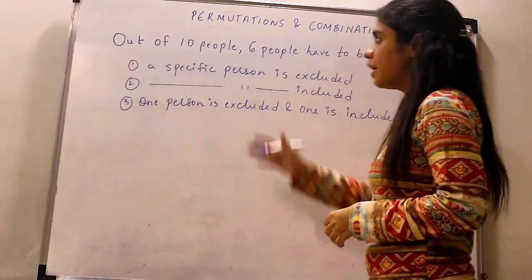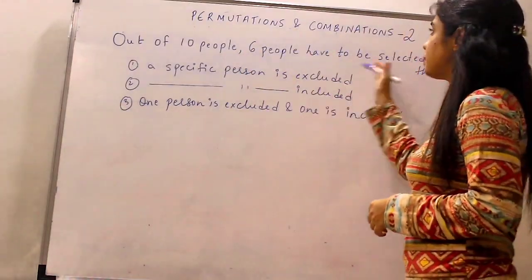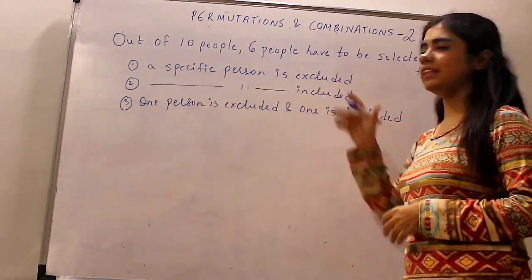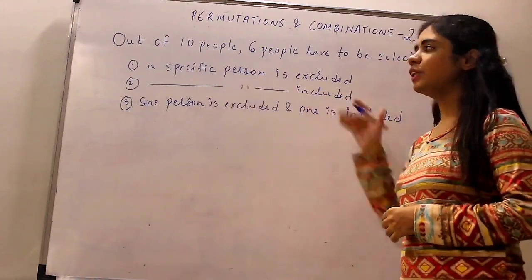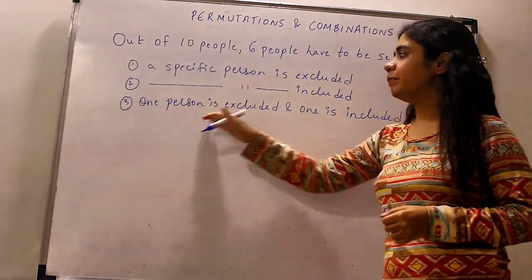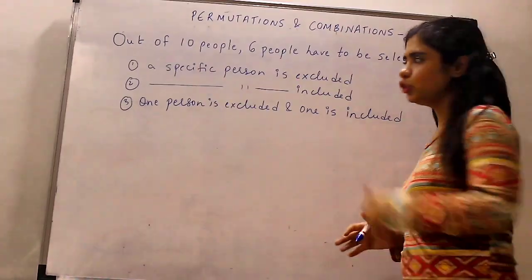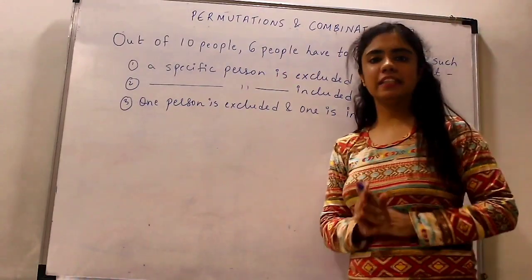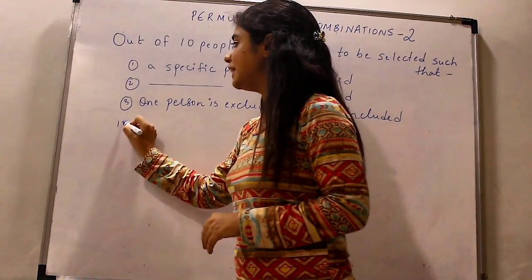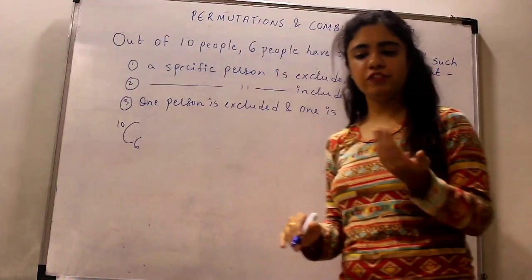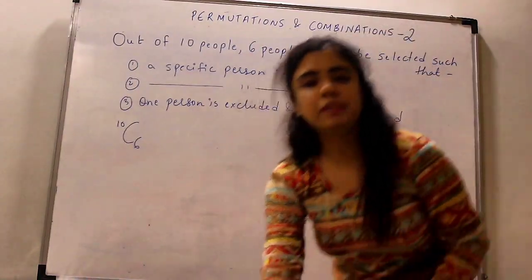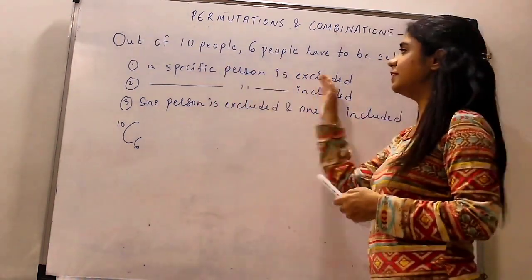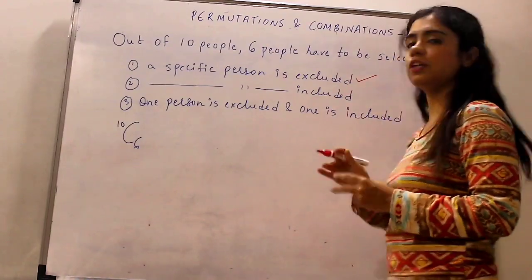What does it say? Out of 10 people, 6 people have to be selected such that a specific person is always excluded, a specific person is included, and the third question, one person is excluded and one is included. So these are 3 different questions. See, ideally, out of 10 people, we had to select 6 people, right? So my answer should have been 10C6. Out of 10, we have to select 6. But then what happens is, the condition says a specific person is included. Sorry, a person is excluded. Okay? So one person has to be excluded.